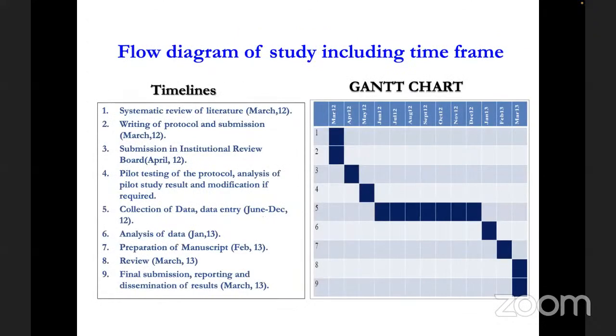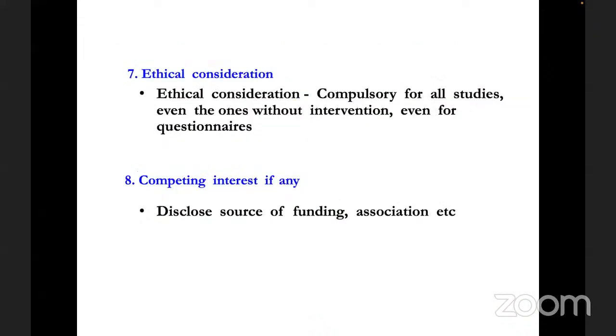Also, when you are reporting your protocol for approvals, you should mention the timelines. This will give a fair idea to you and to the approval committees whether you will be able to complete your dissertation in a fixed time frame. Hence, mentioning the timeline using either text or a Gantt chart is very, very important.